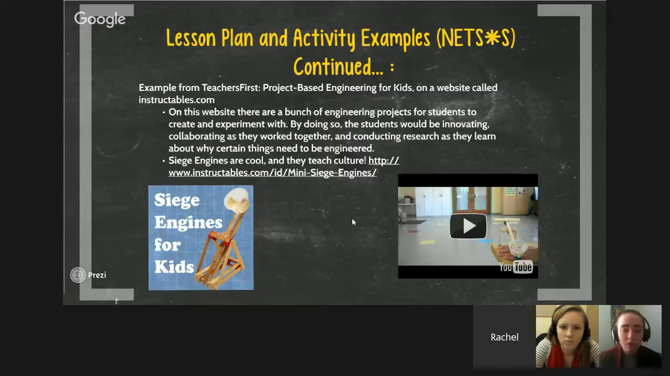By doing so, the students would be innovating and collaborating as they work together, conducting research as they learn about why certain things need to be engineered. This incorporates with our standards because there would need to be research conducted. You can incorporate this into a history lesson because siege engines were used a lot in history, of course. And it's also creativity and innovation, again, because the students are creating. And then communication and collaboration, they have to work together to create the siege engine. It also develops cultural and global awareness because, again, it's a part of history.